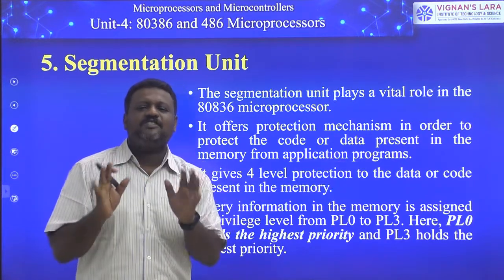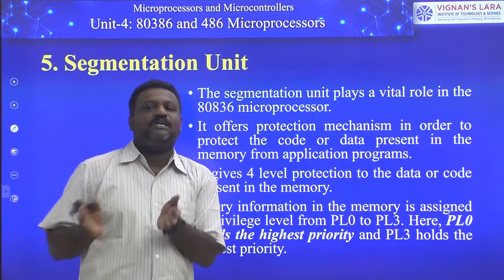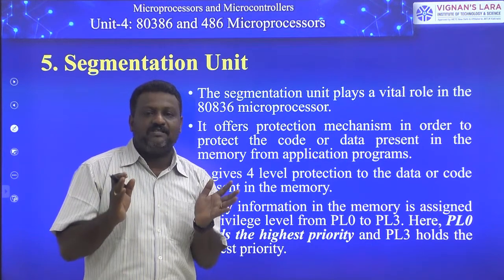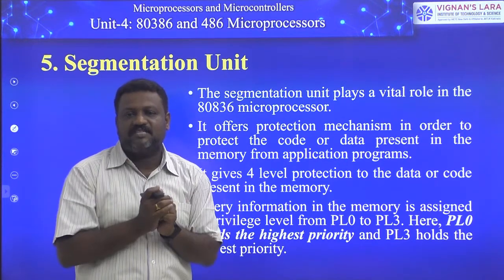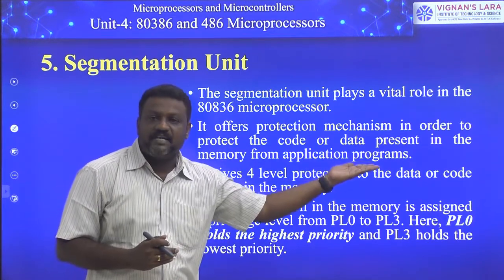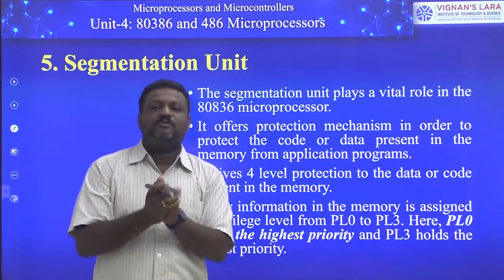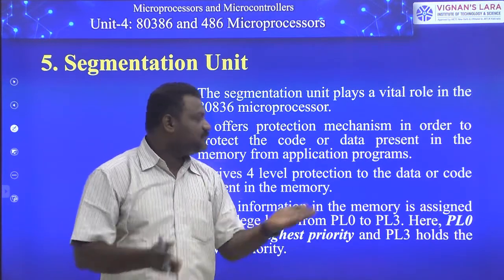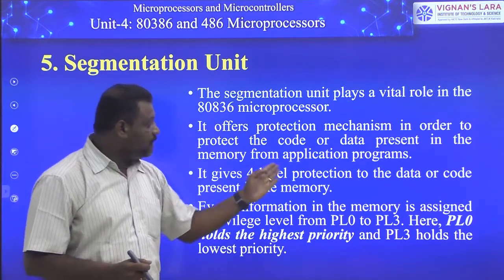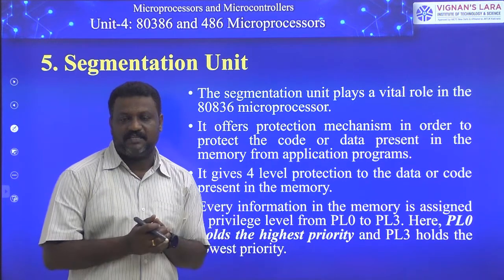That means every system has some system files. In the system files we have programs as well as constant data. Those are needed for the proper running of the system itself. Those programs are completely different from our application programs. The segmentation unit offers protection for the system files from our application programs. It gives 4 levels of protection to the data or code present in memory.